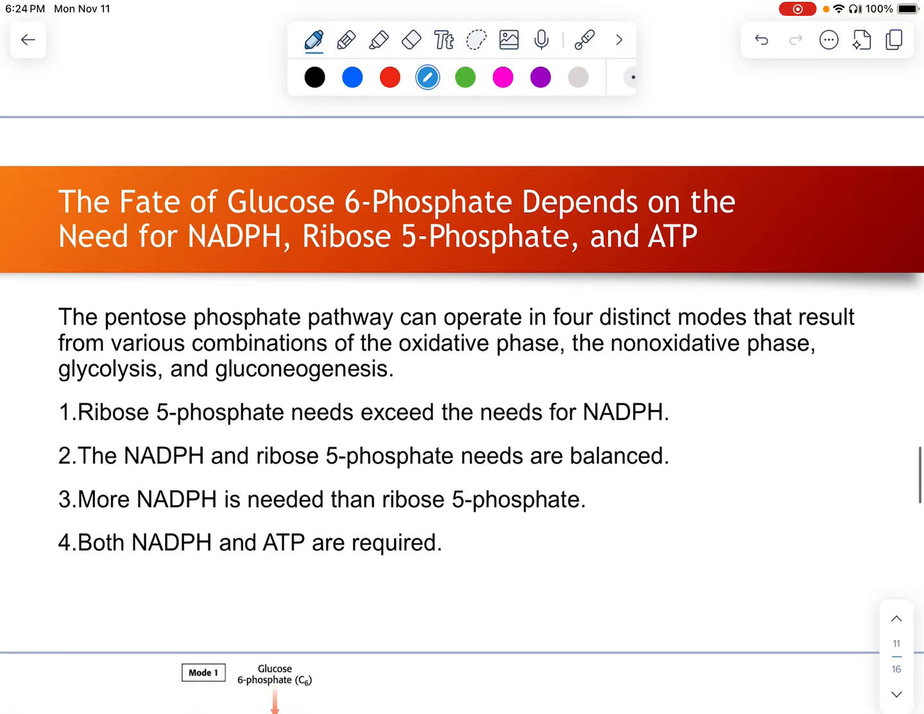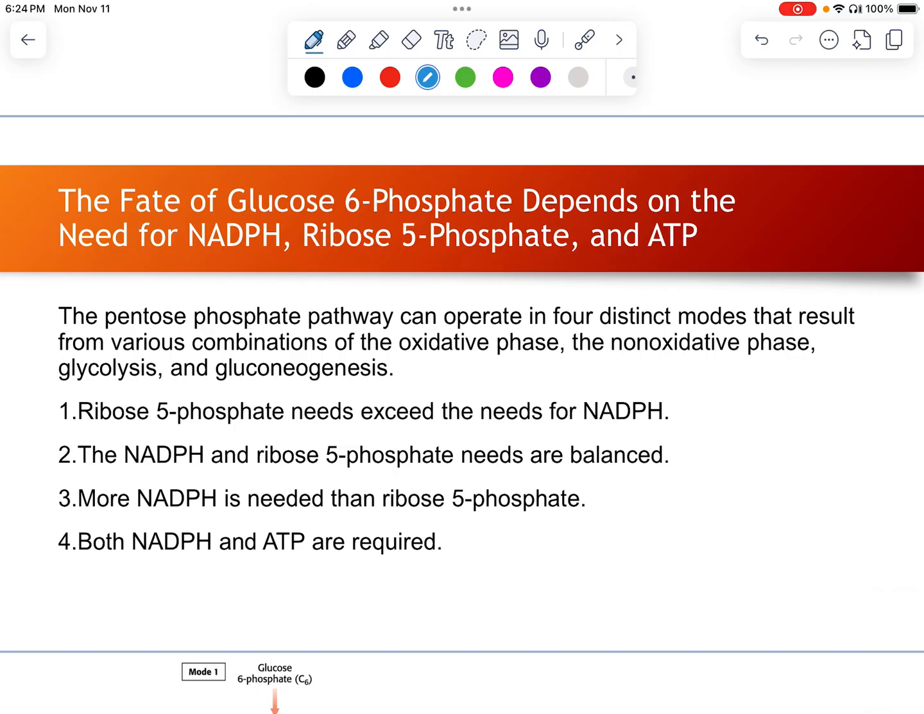So what we want to talk about now is starting with this glucose 6-phosphate, where does it go and what do we want to make from it? So if you go back to the metabolic map, you'll remember there are lots and lots of options, lots of different ways this can go. And it turns out that our pentose phosphate pathway can operate in 4 distinct modes depending on the various combinations of oxidative phase, non-oxidative phase, glycolysis, gluconeogenesis. And our 4 modes are right here.